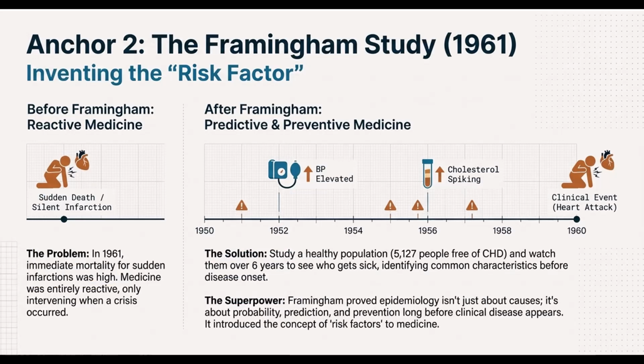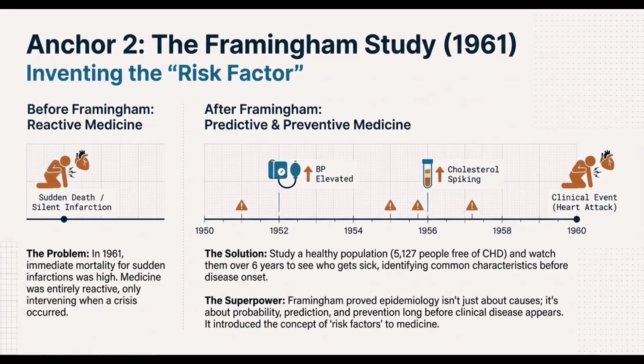All right, now we move to Framingham. If Dahl and Hill helped medicine understand association, Framingham helped medicine understand prediction. Because before Framingham, cardiovascular medicine was often reactive. You'd get a patient who would die from a myocardial infarction, or a patient died suddenly. The doctor responded after the event had already happened. And most of the time, we know that that could be too late.